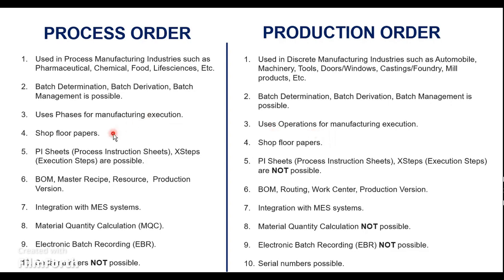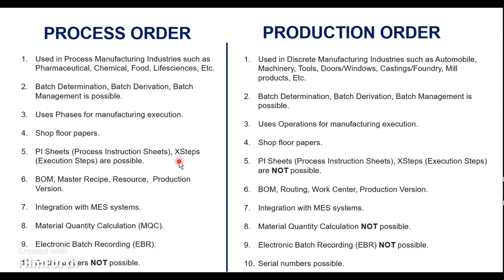And then coming to the printing of the shop floor papers, this is quite possible in both these orders, the process order and the production order. And then we have the PI sheet or the process instruction sheets. In SAP S/4HANA, this has been simplified with execution steps, also called X steps, right? We'll discuss this in more detail in a different topic.